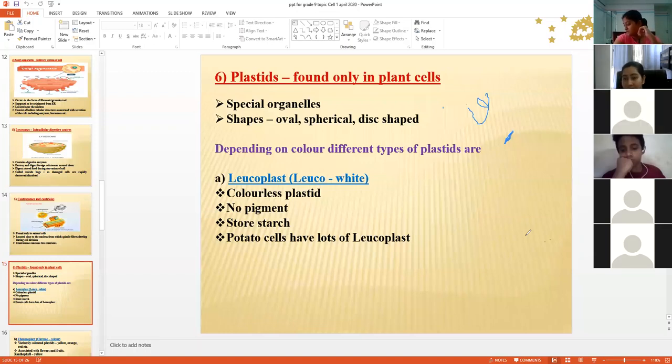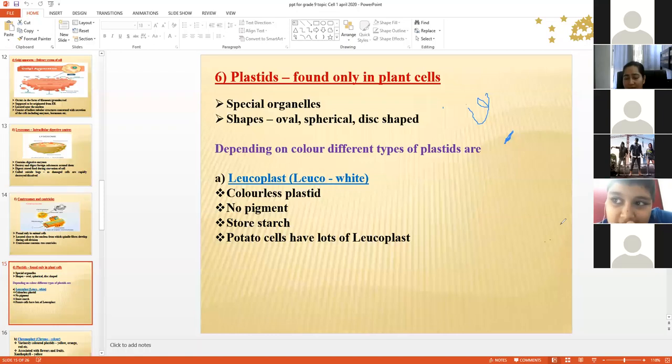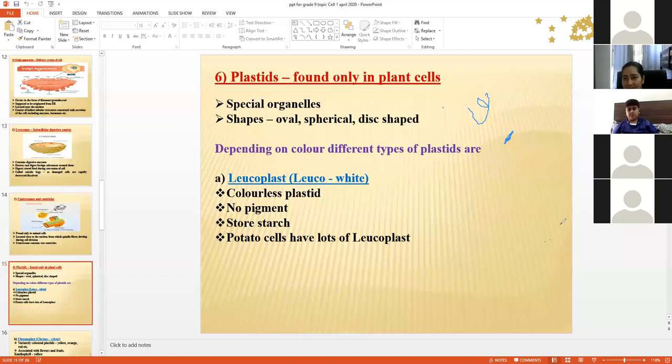Ma'am, can a plant cell survive without lysosomes? It can survive without lysosomes. But you know, child, what will happen? See, there are some elements which are not needed, and if they are just inside the cells, it might turn toxic for the cells. So here the function of the lysosome comes. If all the unwanted substances are digested by the lysosome, the cell is healthy. Otherwise, the cell is not healthy. So that is where the function of a lysosome is very important.